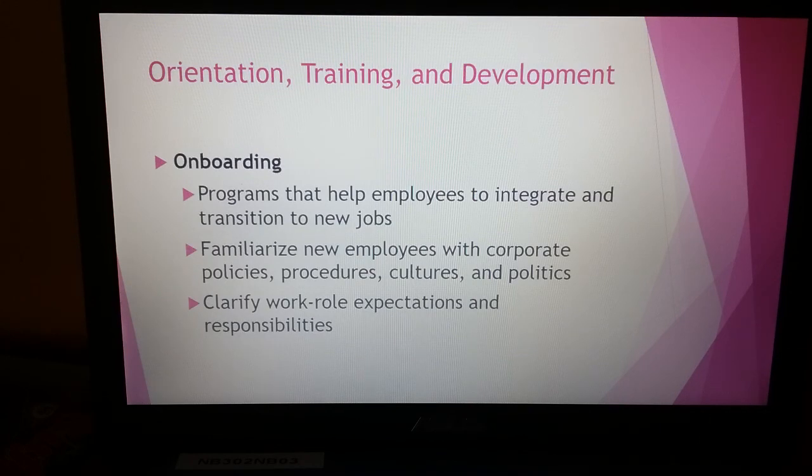Okay, so let's talk about orientation. Once you're hired, they've decided that you're good, and you're happy with your salary and benefit package. Now you're at your job, and what happens? So, the idea of onboarding. Basically, it's orientation, and there are specific programs that are going to help people become more familiar with what the job is all about. And it's in the beginning process.